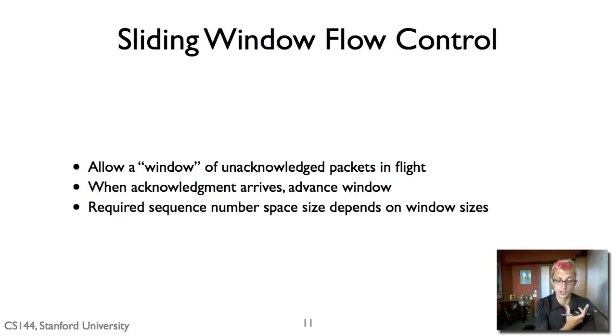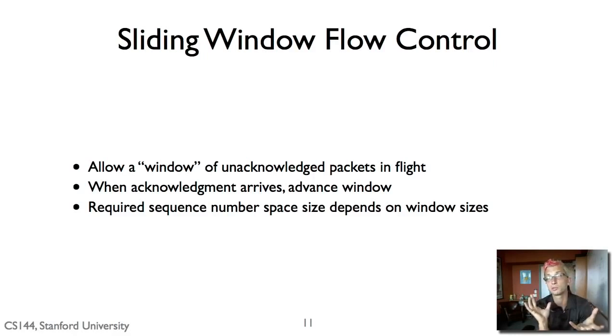So a sliding window flow control algorithm allows a whole window of unacknowledged packets to be in flight. And so if you can set that window size appropriately, it allows a sender to actually fully utilize the capacity that the receiver has, unlike a stop and wait protocol where you can have at most one packet in flight. When acknowledgements arrive for new data, the sender advances the window. Generally, sliding window protocols use cumulative acknowledgements.